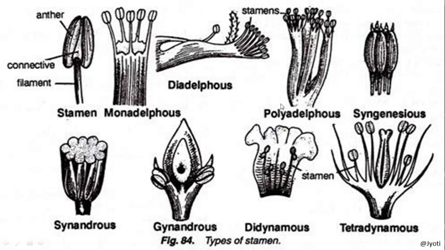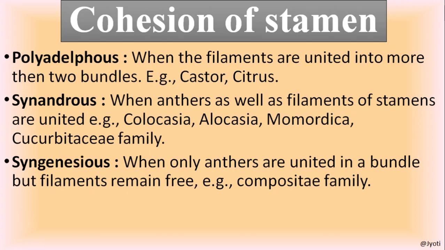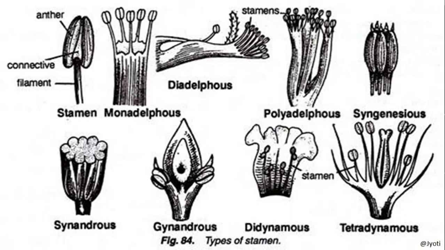Then another condition is polyadelphous. Here the stamens are fused to form more than 2 bundles. So here you can see the stamens are fused to form more than 2 bundles, but the anthers are free. This is called polyadelphous. Then we'll discuss some other condition, that is synandrous, when anther as well as filament of stamens are fused. So here you can see both anthers and filaments are fused. So it is synandrous.